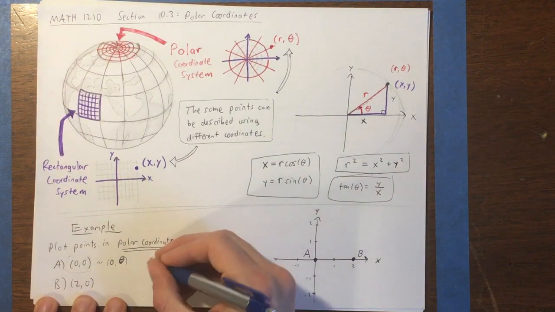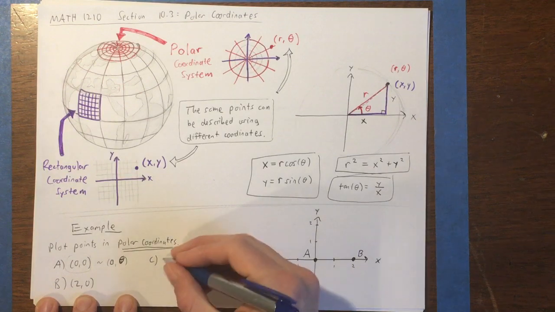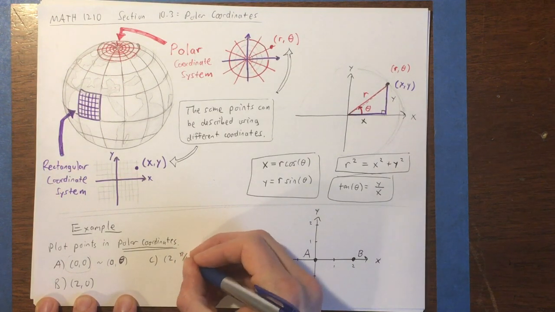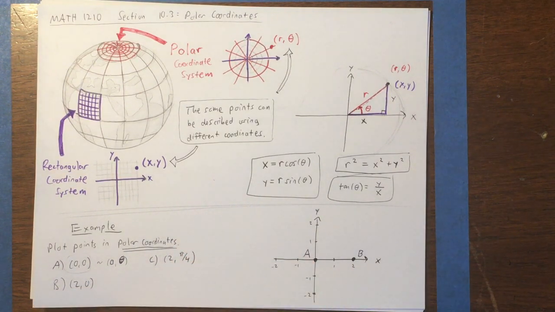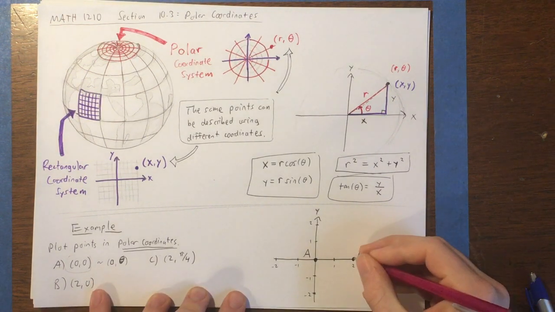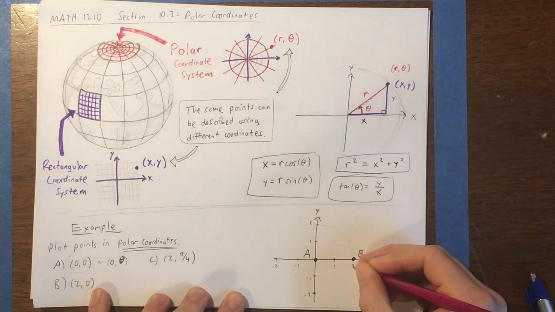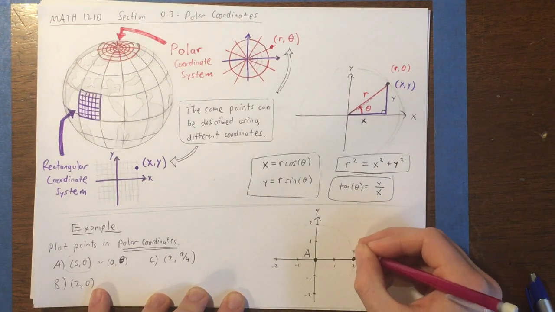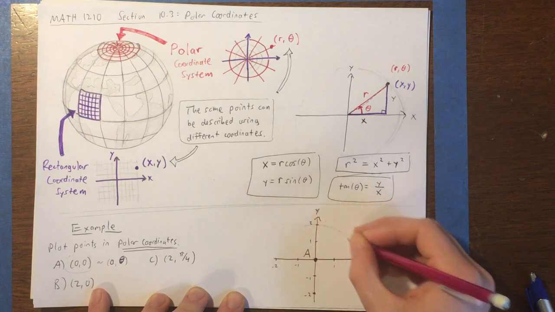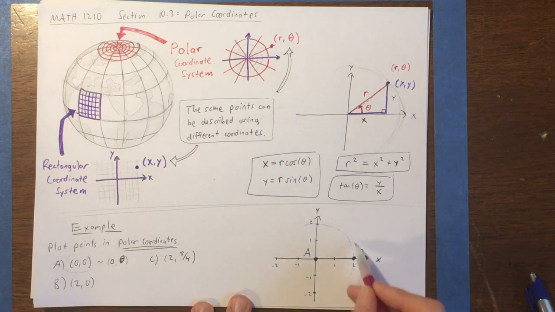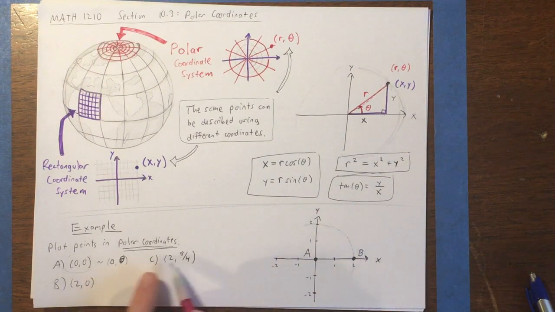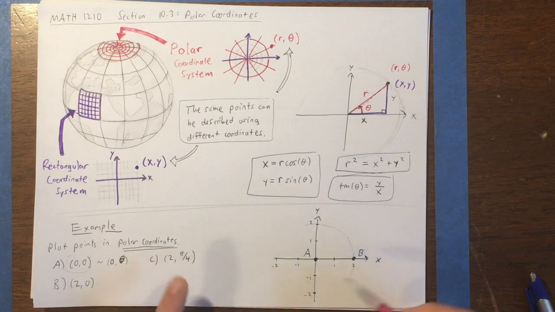All right, for C, let's do the point 2 comma pi over 4. So we're still going 2 units away, but now we have to do pi over 4. So what we can do here is imagine that we're going to be on a circle of radius 2. So there's a circle of radius 2, okay? It's always centered at the origin. And then what we need to do is we're going to be on that circle, but we're going to measure an angle of pi over 4 in standard position.